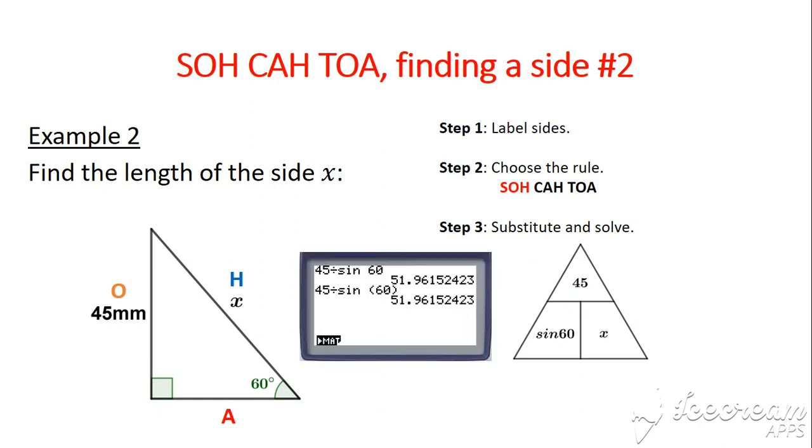So we're going to go 45 divide by sine 60 and get an answer which rounded to 1 dp is 52 millimeters, 52.0, or to 2 decimal places, 51.96 millimeters.